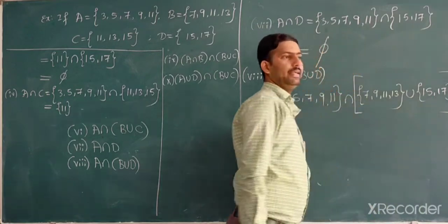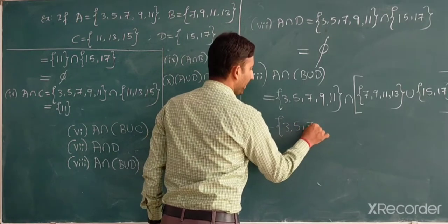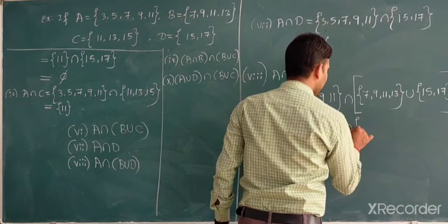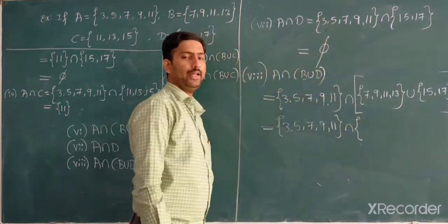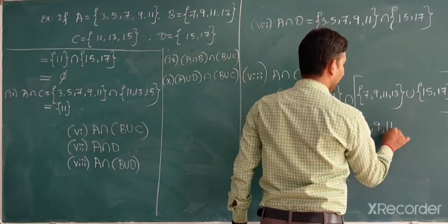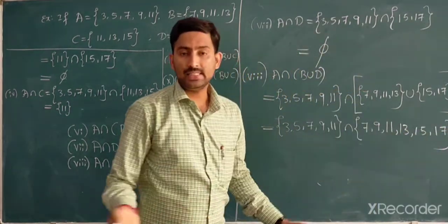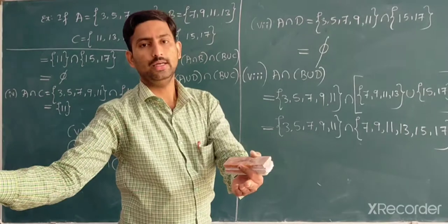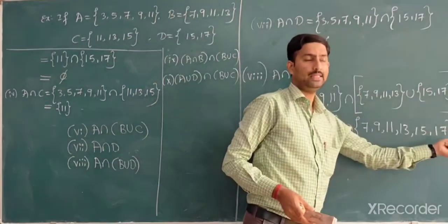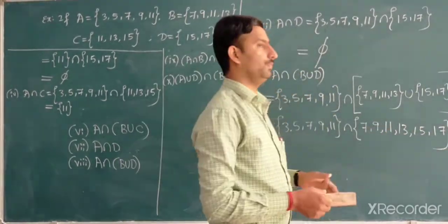So we have 3, 5, 7, 9, 11 intersection. What is the union of these values? 7, 9, 11, 13 union 15, 17 is nothing but 7, 9, 11, 13, 15, 17. Union means you have to add, and a common element you have to write only once. Here there will be union, you have to add all the elements, and where an element gets repeated, that is not allowed.